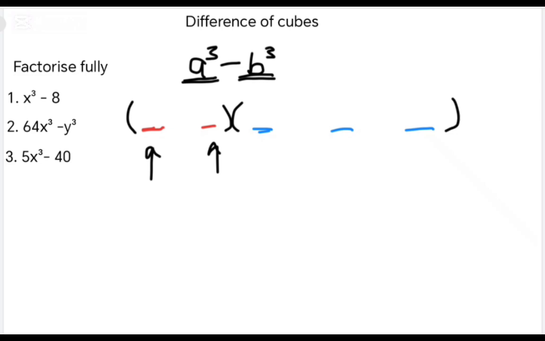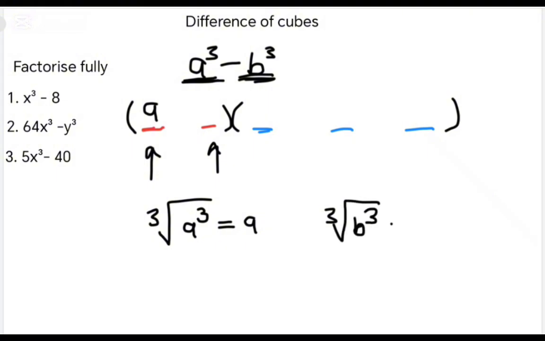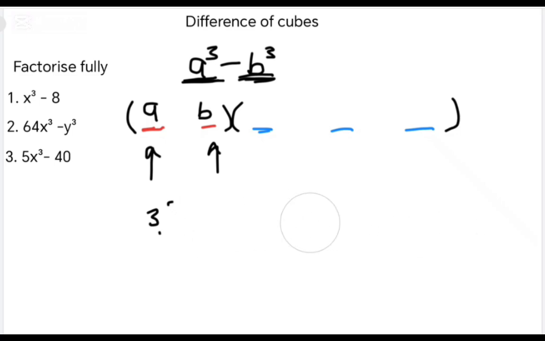What do I mean? I'm going to take this number, which is a cubed, and cube root it. When you cube root this, I get a, which you fill in here. The second number is going to be the cube root of b cubed, which gives b. So here there's going to be a b. If you haven't understood it, please just replay it and then you will understand.